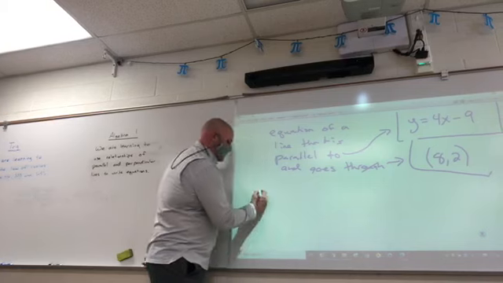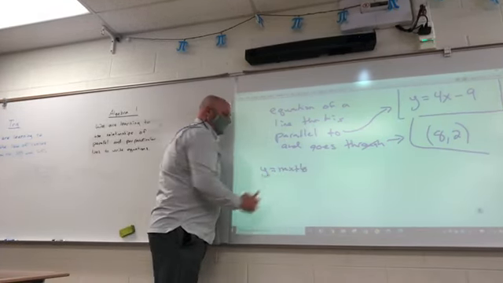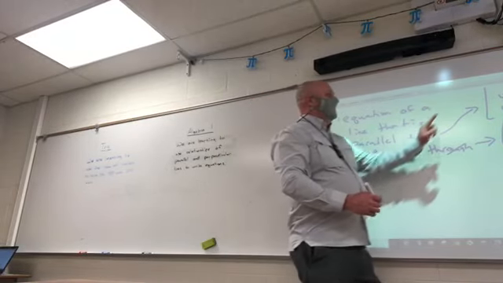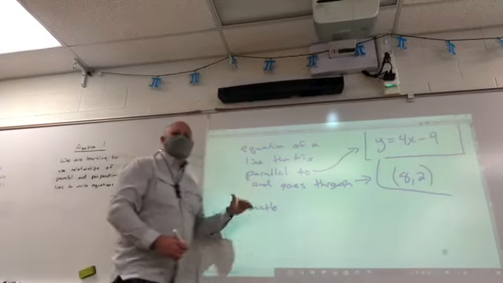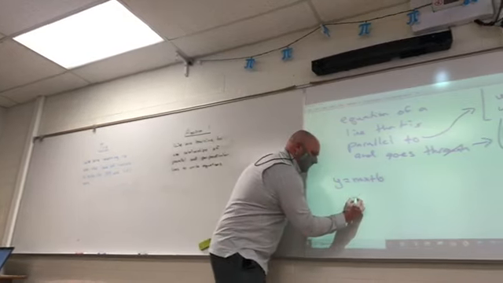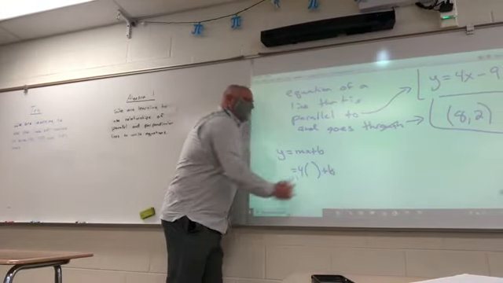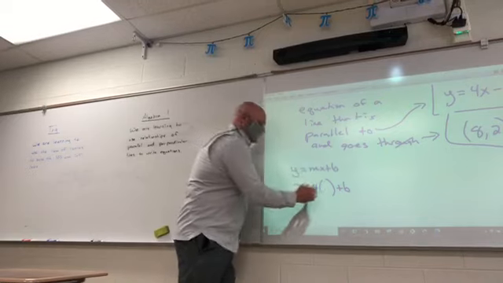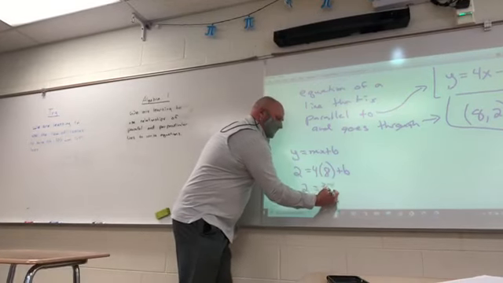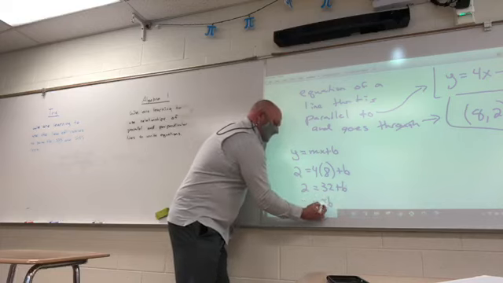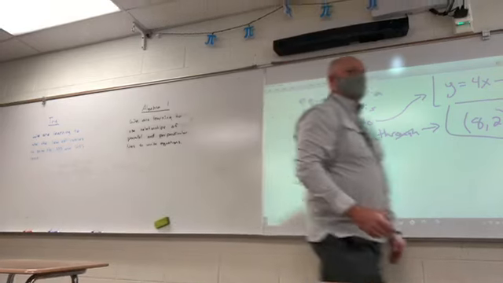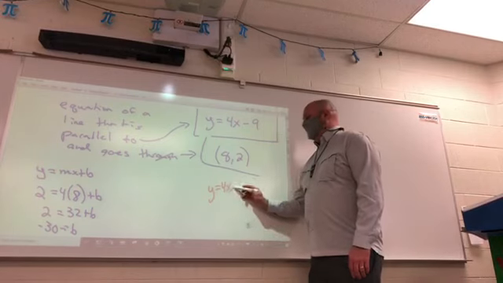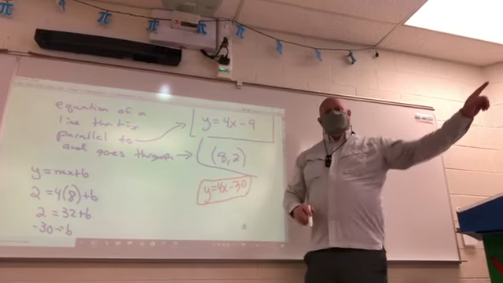Think about your two methods. Y equals mx plus b. Do I know my slope? Yeah. Where am I going to get my slope from? What's the slope of my new line have to be? Four. Now, do I have a point that I can plug in? Yeah, (8, 2). So the y becomes a 2, the x becomes an 8. I get 2 equals 32 plus b, subtract the 32, and b is negative 30. My answer is y equals 4x minus 30.